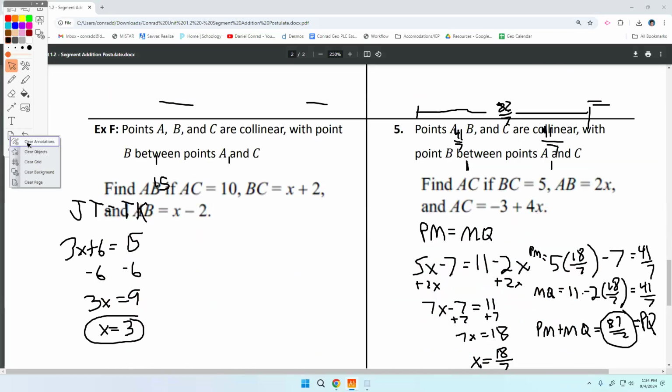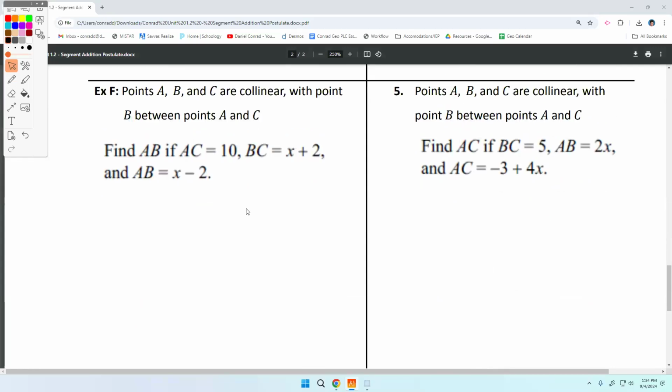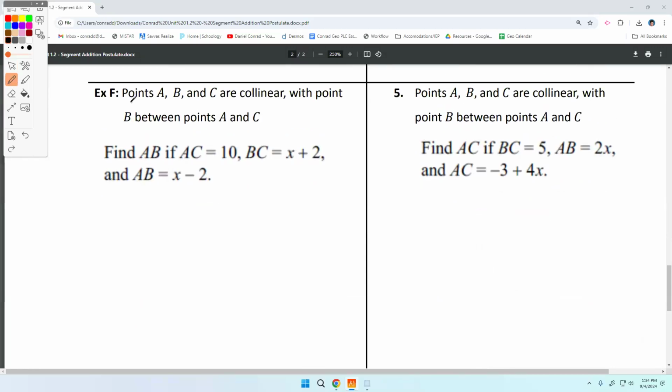Clear annotations as well. All right. So these ones, they don't give you a diagram. You just have to use the information that they're giving you. So it says B is between points A and C. So I can draw my diagram. Here's A, and here's C, and it says B is between. So we're going to put B here.